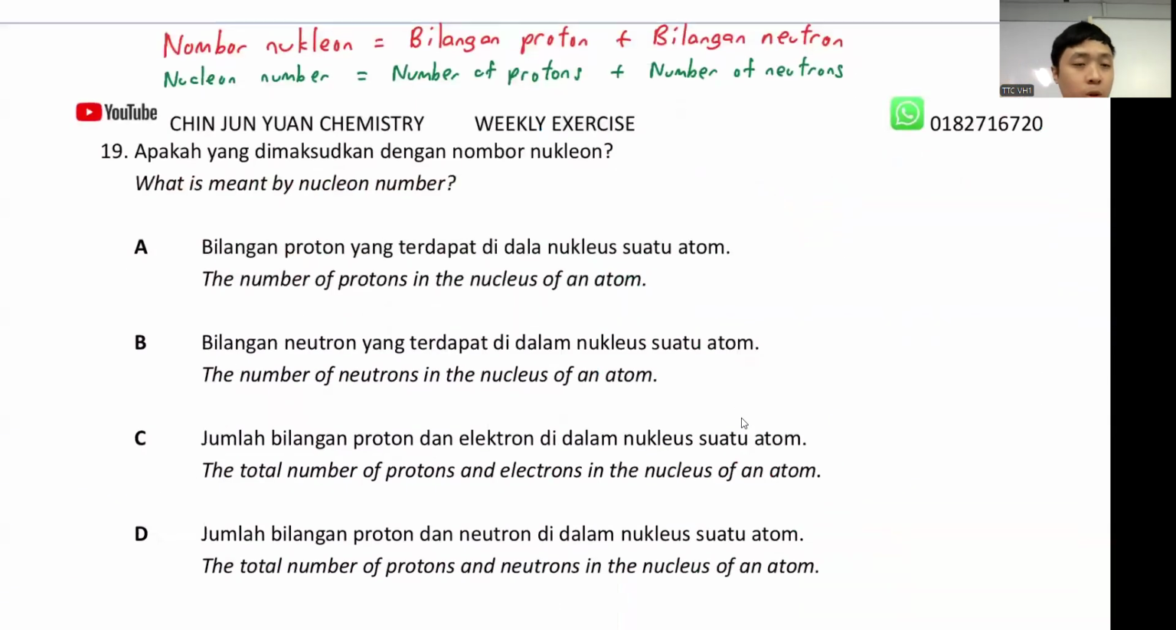19. Nucleon number meaning? Okay. Nucleon number is the total number of protons and neutrons in the nucleus of an atom. Total number of protons and neutrons, not electrons. So the answer is D.